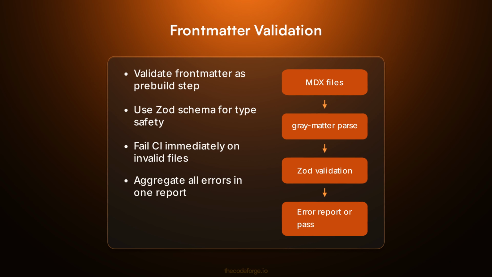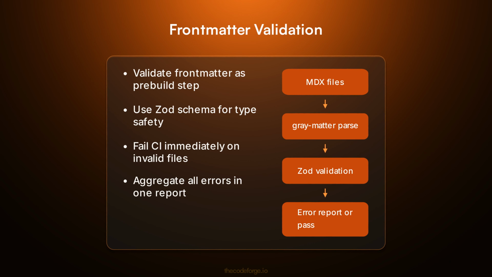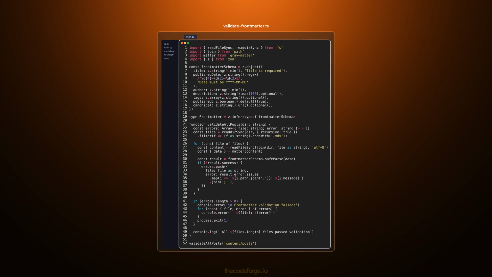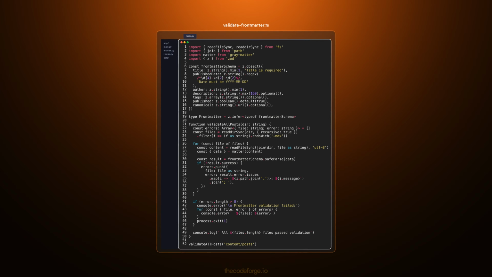The most important rule: validate frontmatter before compilation. A Zod schema defines required fields and types. A prebuild script reads every MDX file, parses frontmatter, and validates it, crashing CI if any file is invalid. This script reads all MDX files, parses frontmatter with gray-matter, and validates against a Zod schema. If any file fails, it prints all errors and exits with code 1, crashing CI. This catches issues before they reach production.